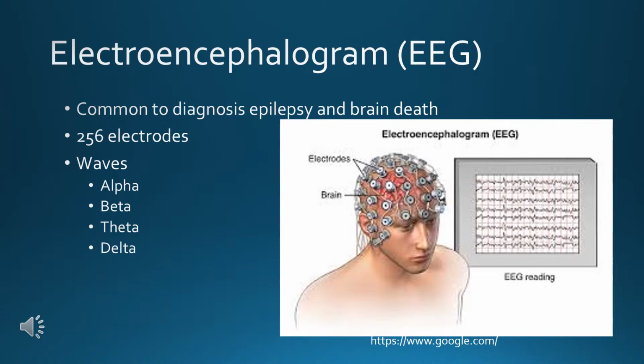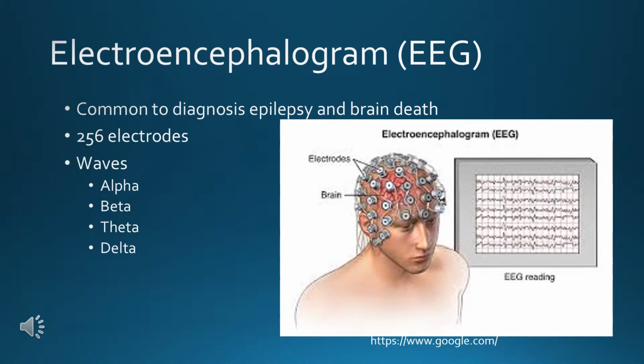In this case, we are going to be looking at stroke patients and using 256 electrodes arranged in a saline net as seen in the image. The results of EEG is an EEG reading of different waves, which are identified as alpha, beta, theta, and delta, and also seen in the image.